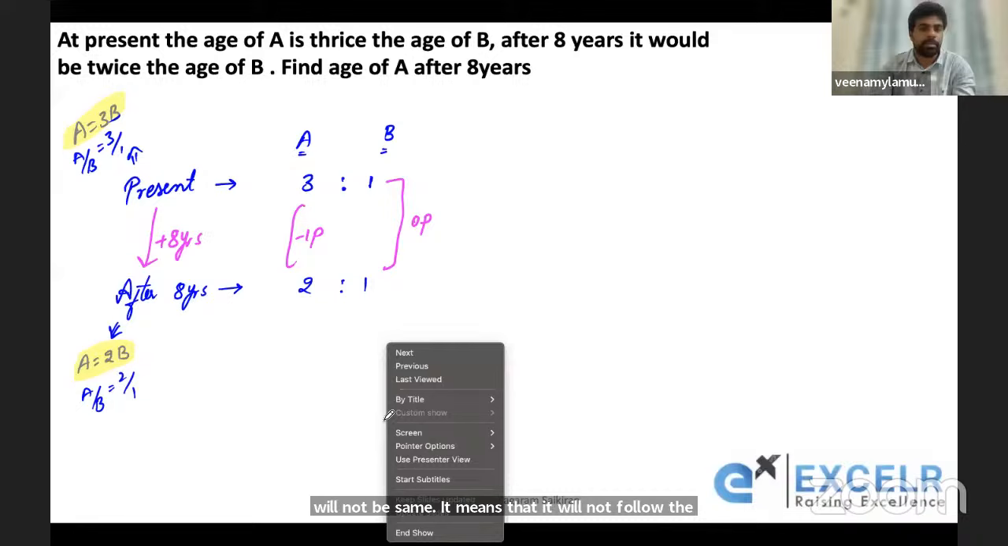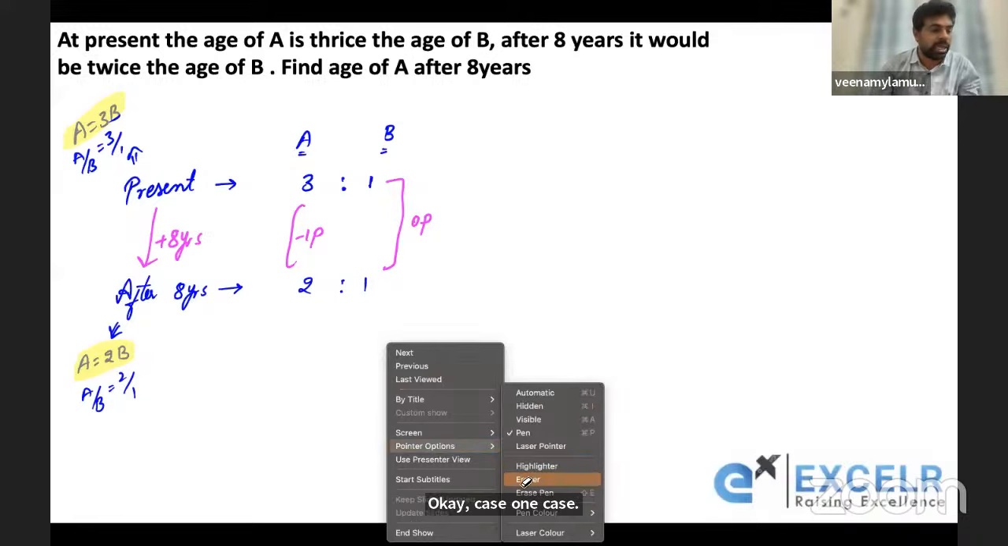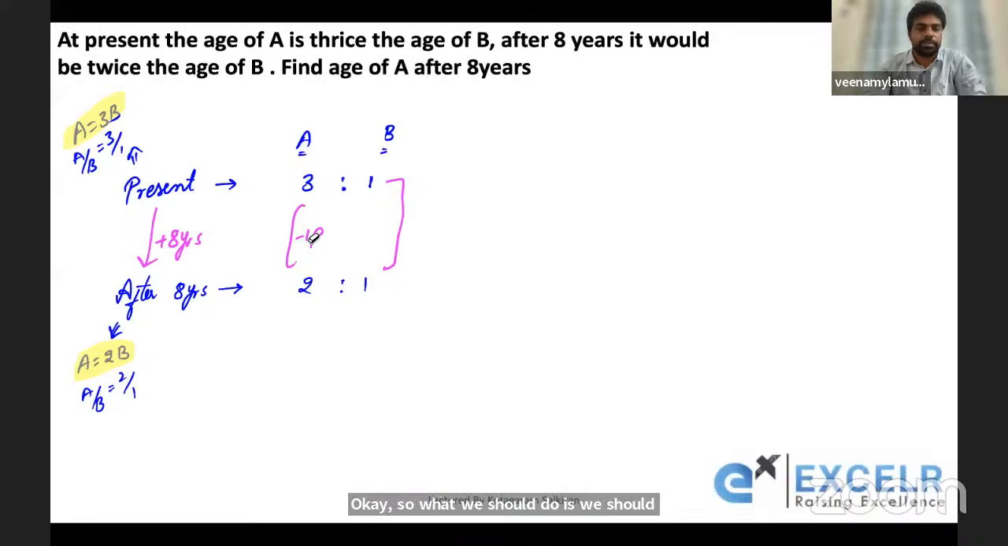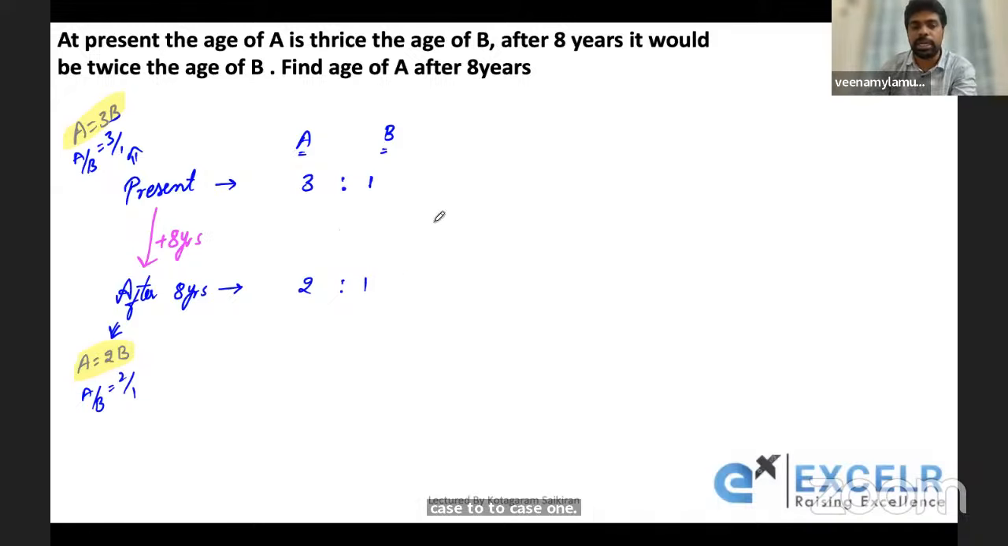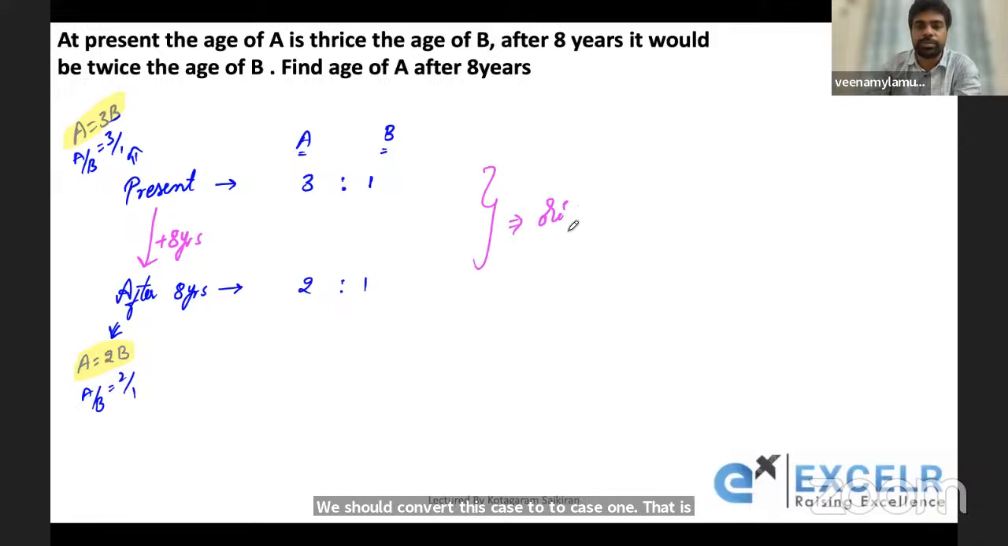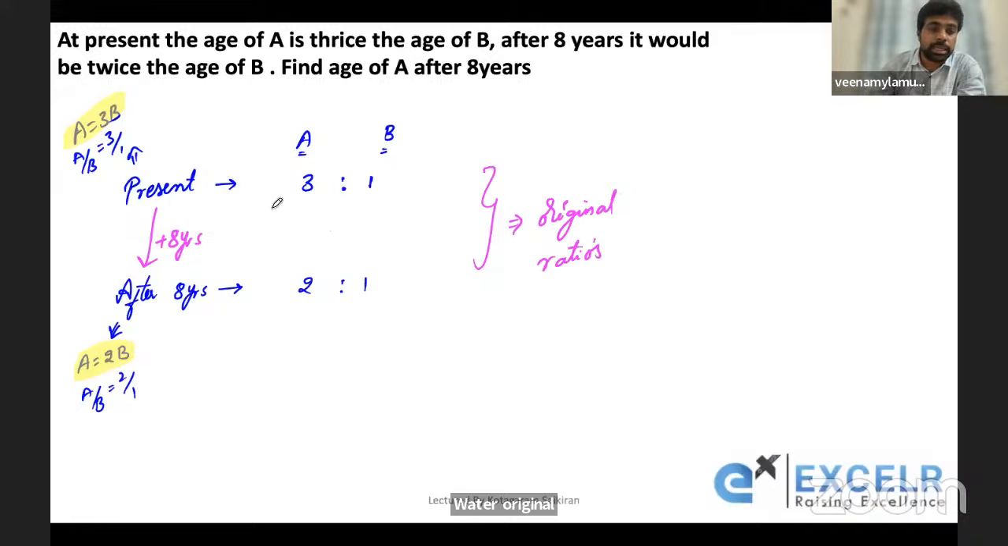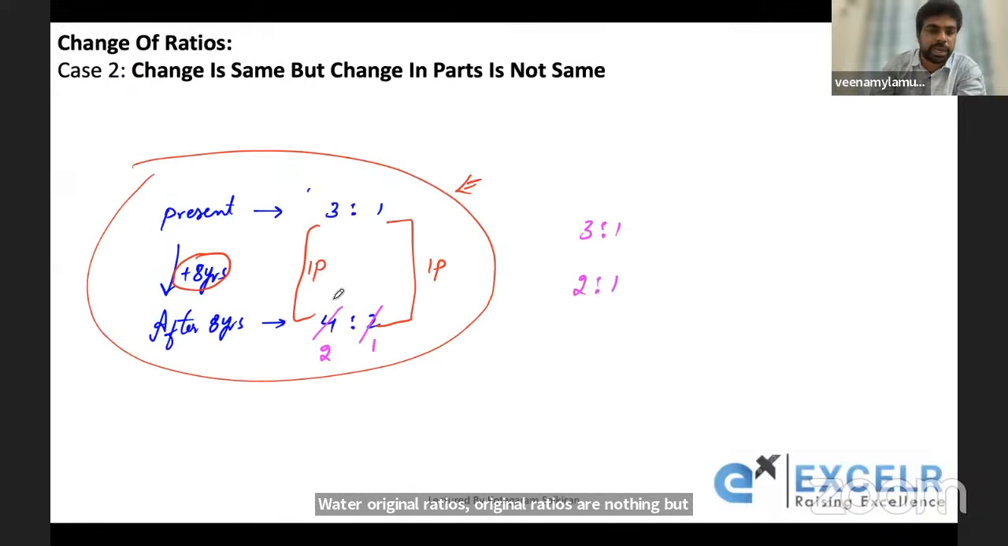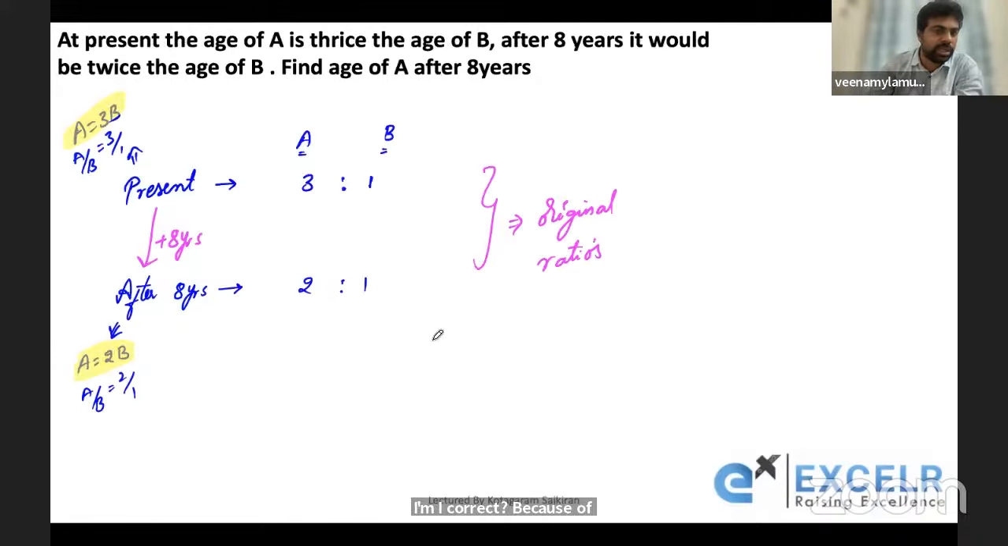So what we should do is convert this case 2 to case 1. That is nothing but finding the original ratios. This is not following case 1 because of the cancellation of ratios. Because of the cancellation, I'll try to get the original ratios.